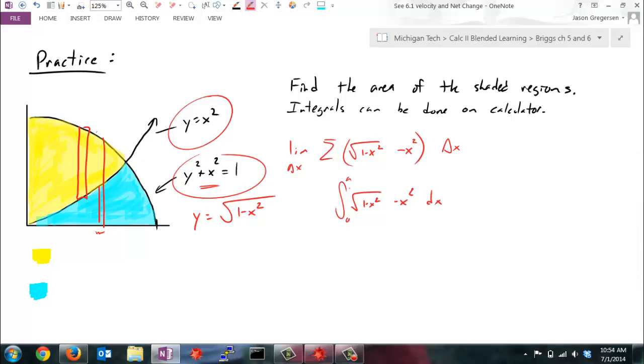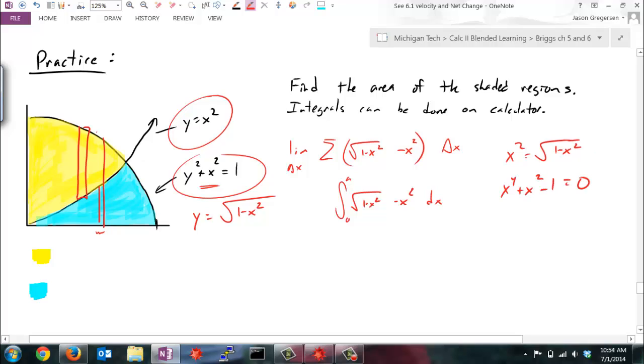Now to find that intersection, I'm going to set those two equations equal to each other. The first one says y equals x squared. The second one says y equals the square root of 1 minus x squared. So if that point is on both of those, it's got to satisfy both of them. All right, so now I got to solve that thing for x. I'm going to square both sides to get this thing. Add x squared minus 1, I get all this stuff.